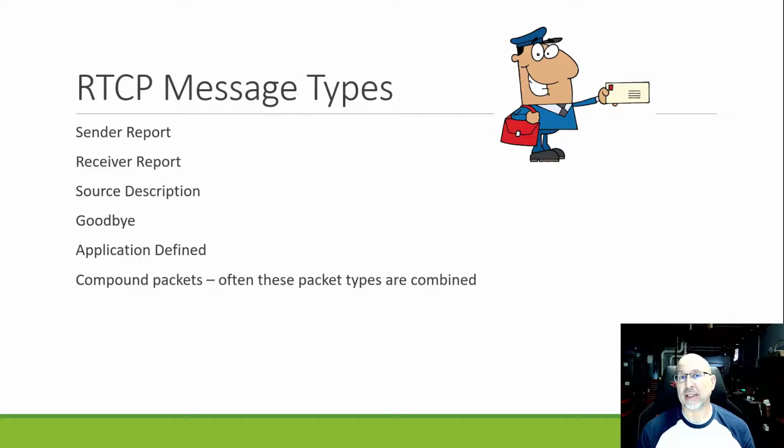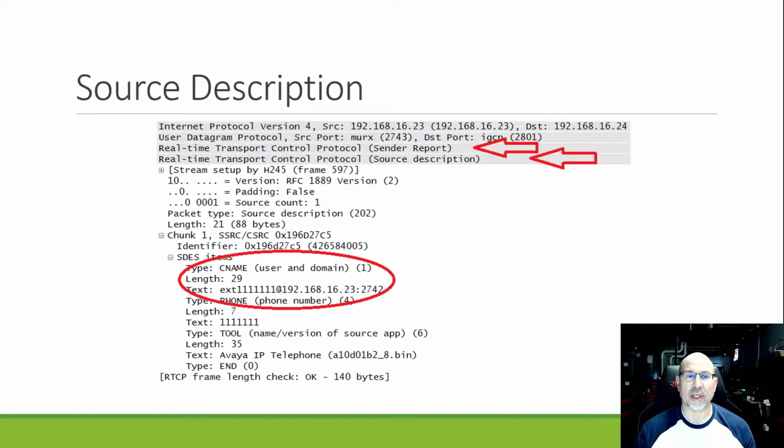Now, another idea here is the idea of compound packets. And that just means that we're going to piggyback packets on top of packets. And so a single message can have multiple packet types inside it. And here is an example. So this particular RTCP message has two kinds of message inside. It has a sender report and a source description. Now the source description is important because this ties us with a particular endpoint or person maybe that logged in.